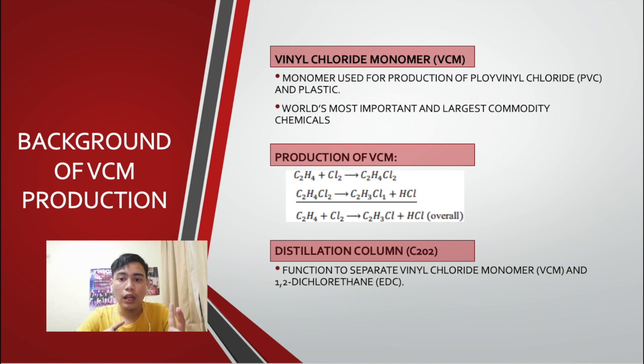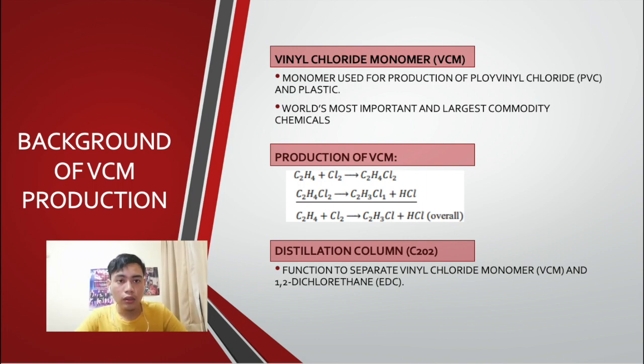The production of VCM takes two reactions. The first is the reaction between C2H4 and chlorine gas, which gives us EDC, ethyl dichloride. Then the ethyl dichloride needs to decompose into two other components: VCM, vinyl chloride monomer, and hydrochloric acid. The overall reaction, as we can see in the slide, is C2H4 plus Cl2, giving VCM and also hydrochloric acid.